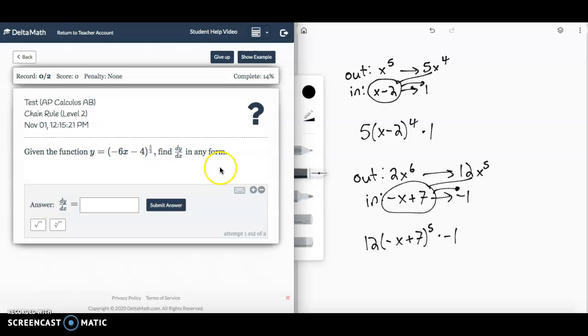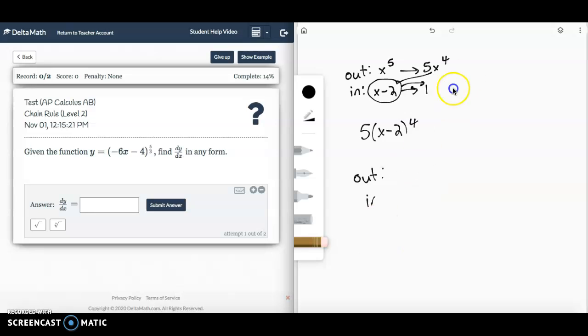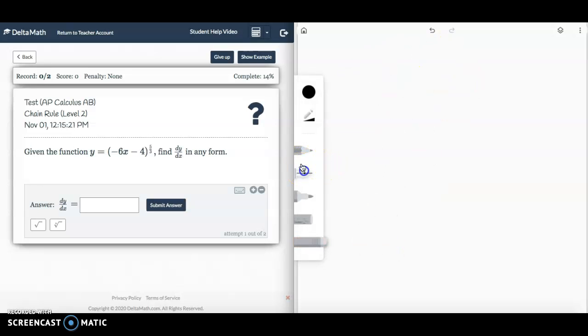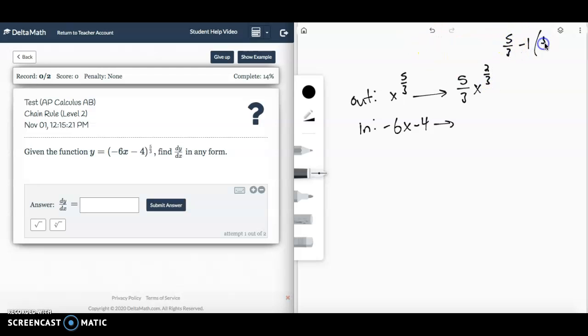Let's do some level 2. It's going to be very similar, just with fractions. We can handle this, right? For this one, your outer function is x to the 5/3. Your inner function is negative 6x to the negative 4th. So you get 5/3 x to the 2/3, right? 5/3 minus 3/3 gives me 2/3. Derivative of the inside is negative 6.